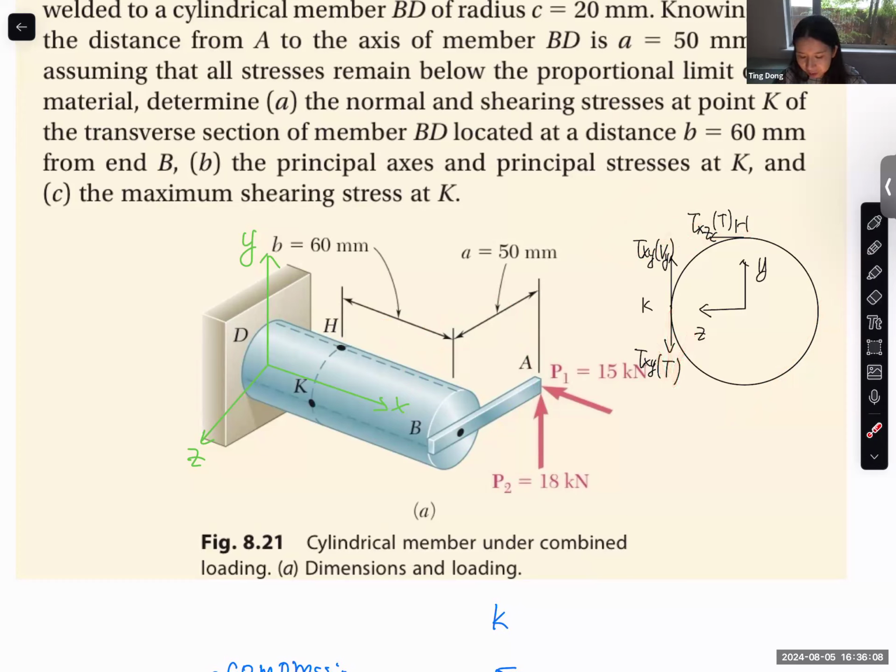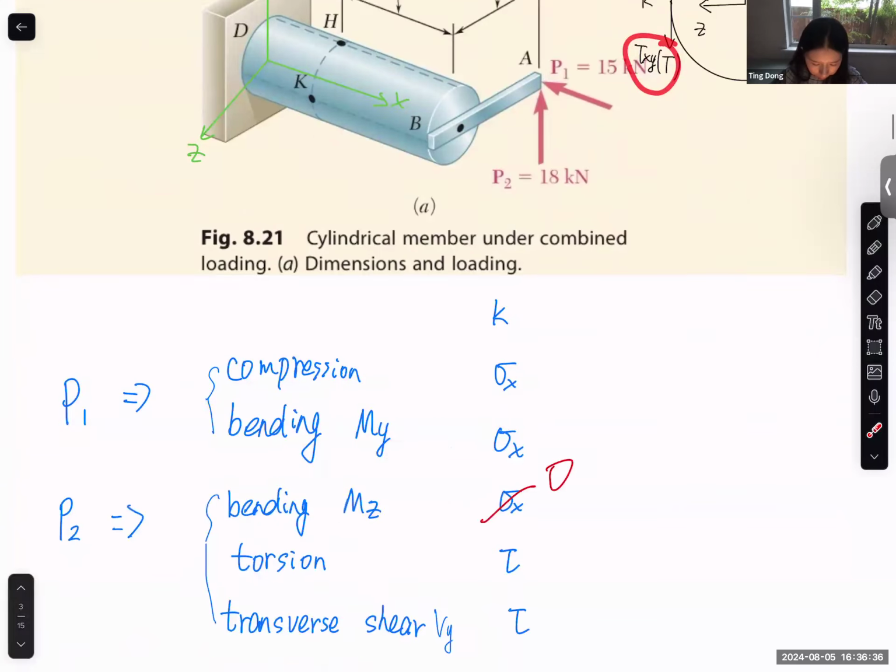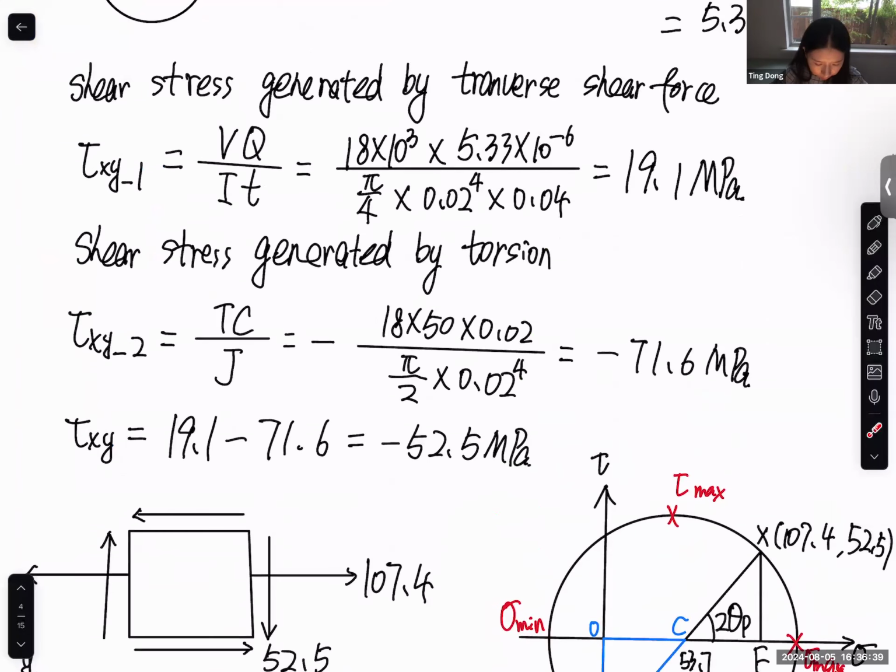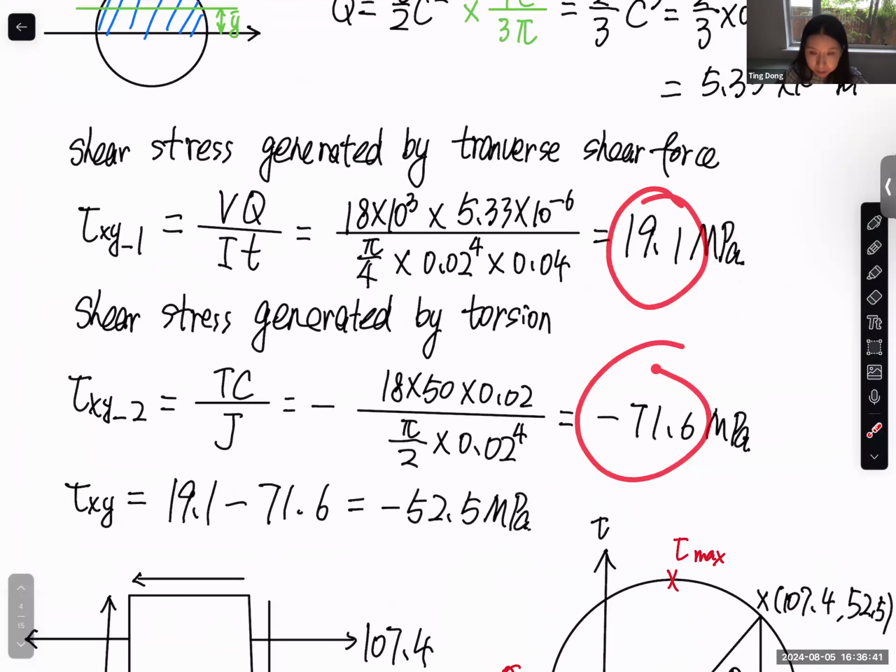So for the subscript at point H, it is on the x-plane in the positive z direction, so this is positive. And for the shear stress caused by torque at point K, it's on the x-plane in the negative y direction. So this one should be negative, and this one should be positive. Here, one is positive and one is negative.